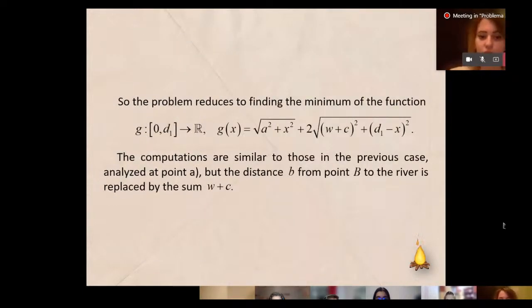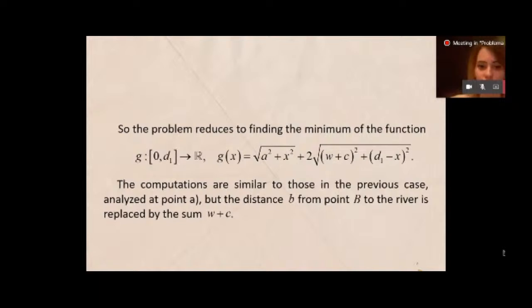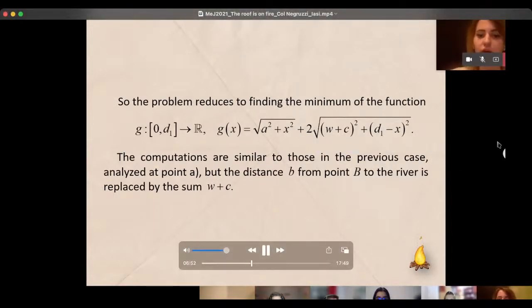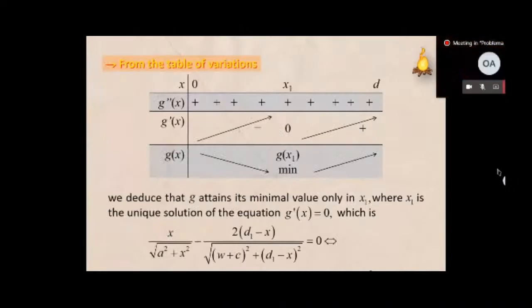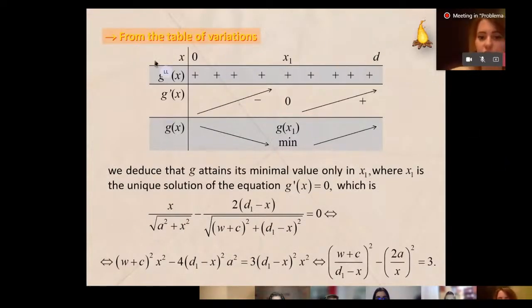So the problem reduces to finding the minimum of this function. The computations are similar to those in the previous case, analyzed at point A, but the distance b from point B to the river is replaced by the sum W plus c. From the table of variation shown below, we deduce that g attains its minimal value only in x1, where x1 is the unique solution of this equation.